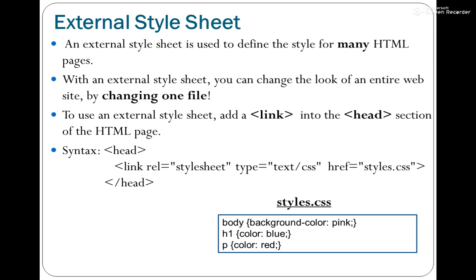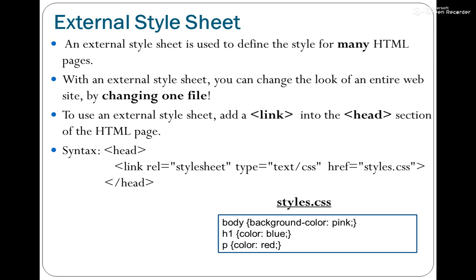So in this external style sheet, we can change the look of the entire web page or the website by simply changing one file. How does it happen? Because this one file is that styling file. In this external type, you maintain a separate file which holds all the styling, and if you make changes in this single file, all the changes will be reflected in all the other HTML web pages.